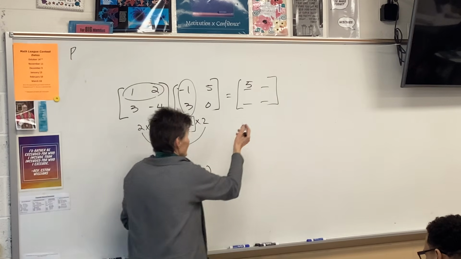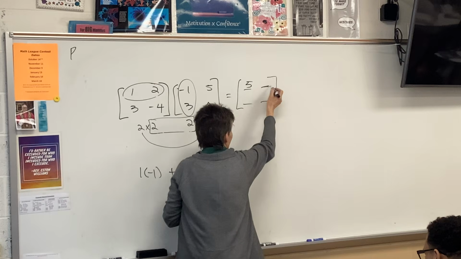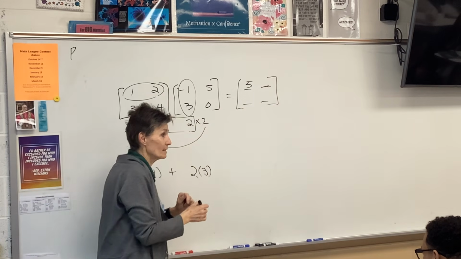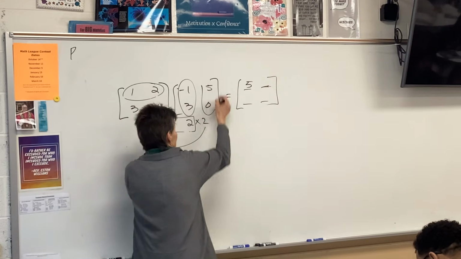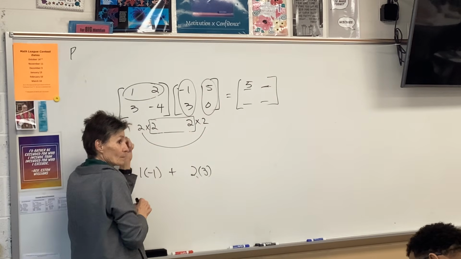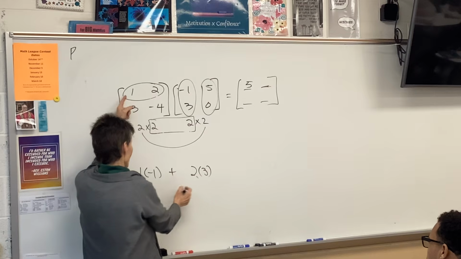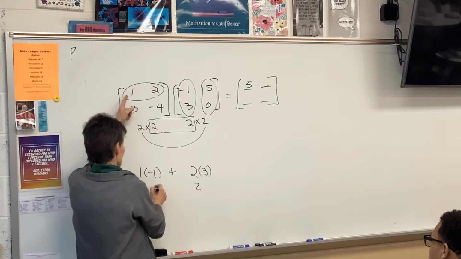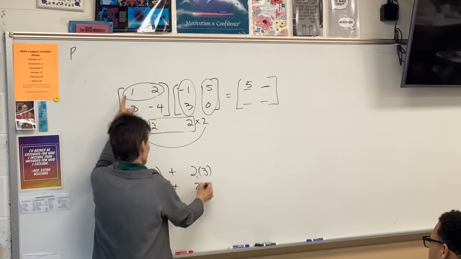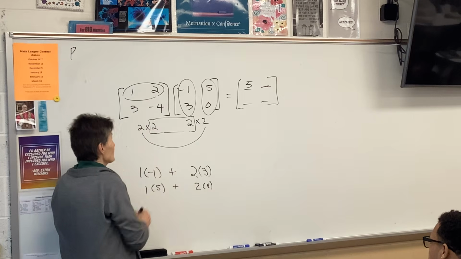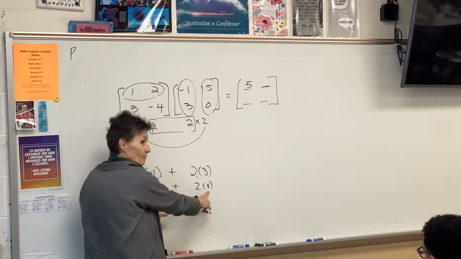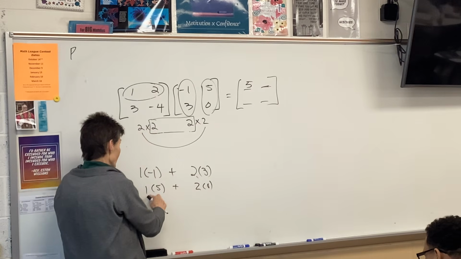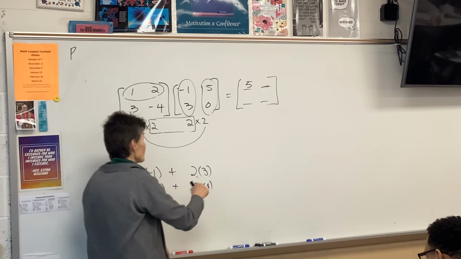Now I'm gonna move over here. That position is still row 1, but now it's column 2. So I'm gonna take my row 1 numbers times my column 2 numbers. So 1, 2, 5, 0. So I multiply and add them together, so I got another 5.